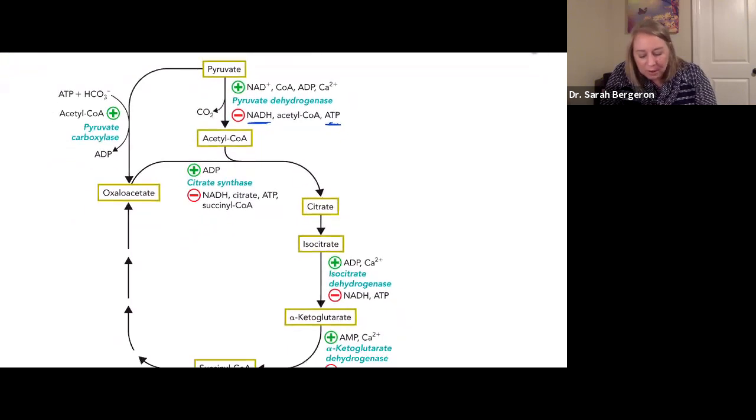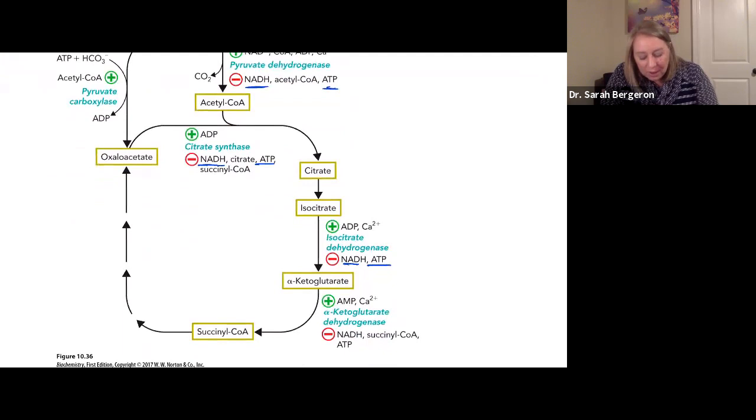And so what you're going to see is at all these points, NADH, ATP, NADH, ATP, right? Those are all the same. We're going to inhibit all different points with basically the same inhibitor. And that kind of makes sense too.